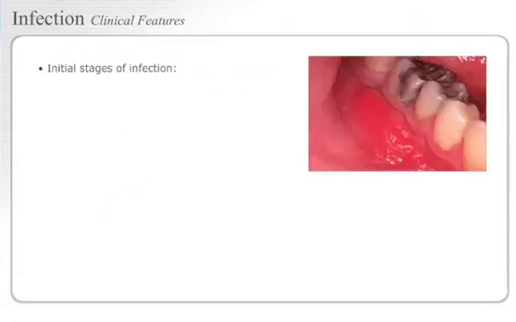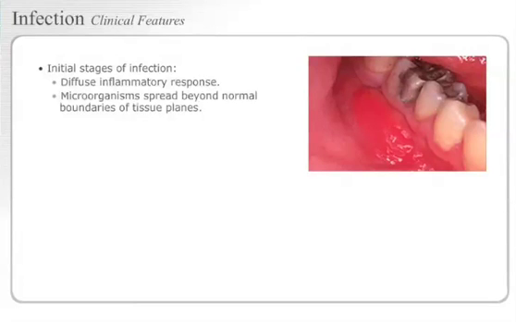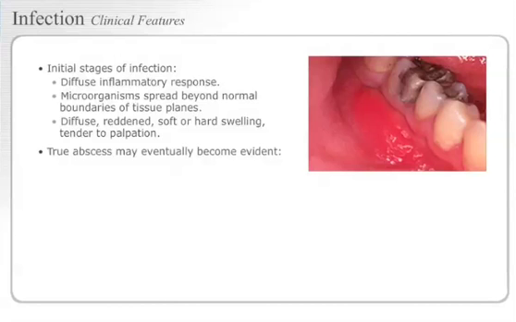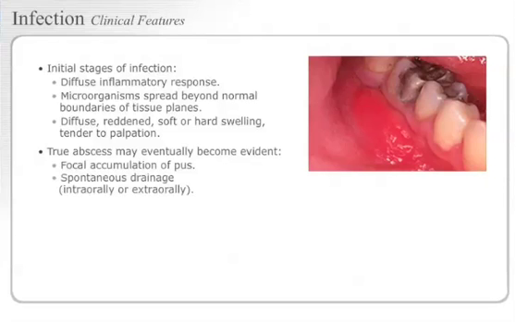The initial stage of infection is usually seen as a diffuse inflammatory response that has not yet localized. At this stage, microorganisms have just begun to overcome host defenses and have spread beyond those tissue planes normally acting as boundaries to prevent spread. Cellulitis is a diffuse reddened, soft, or hard swelling that is tender to palpation and not yet showing signs of consolidation. As the inflammatory response matures, true abscess formation may become evident, accompanied by a focal accumulation of pus and perhaps spontaneous drainage intraorally or extraorally.